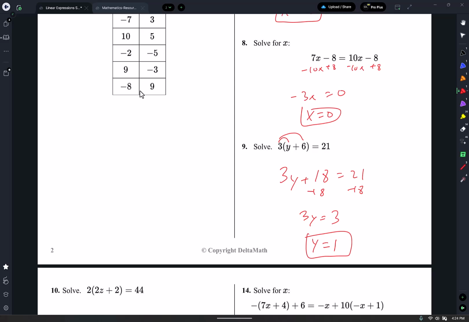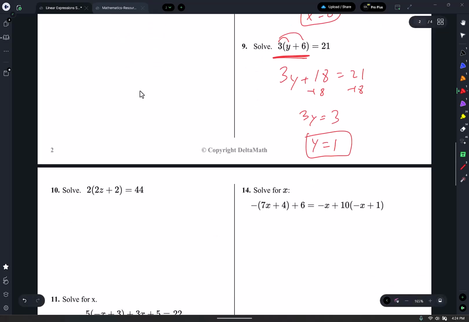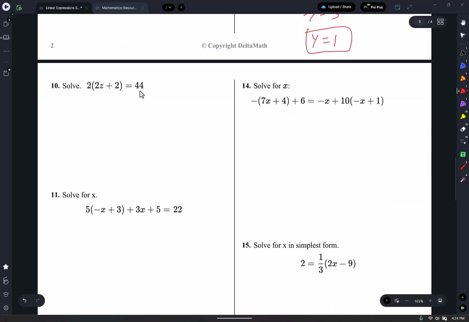And I guess some of you could have probably seen it already, right? 7 times 3 is 21. The only way you can make this a 7 is if y is 1. Okay. All right, let's look at this one.